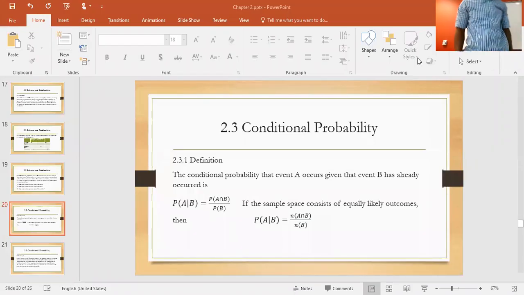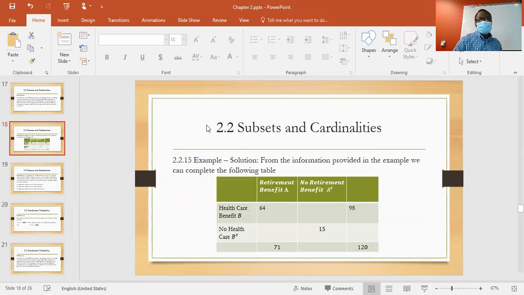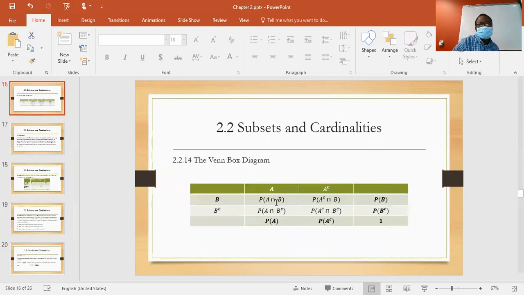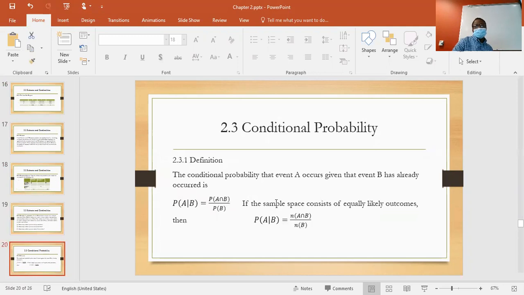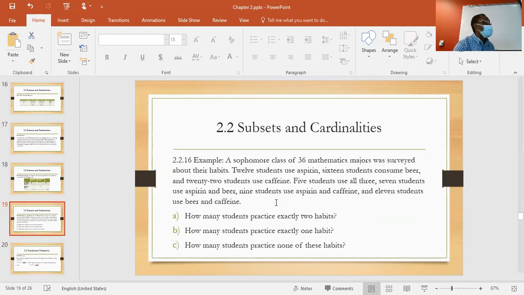So we went over the contingency table to solve problems. We can use either the contingency table, this is what I call the contingency table, or the Venn diagram. We use the Venn diagram to solve this problem.